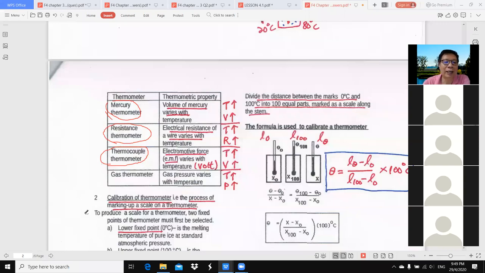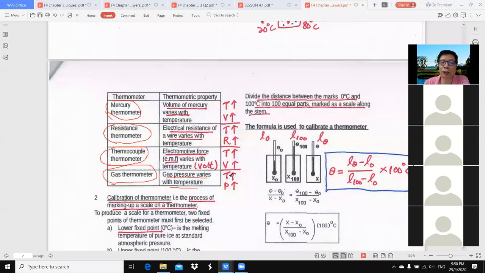Next, the gas thermometer. This thermometer has gas inside. Gas is something to do with pressure. Gas pressure varies with the temperature. This is the pressure of the gas inside the thermometer. For example, when the temperature is high, the pressure of the gas inside becomes high. When the temperature is low, the pressure is also low. So we can estimate: when you see the pressure is high, the temperature is high. When the pressure is low, the temperature is low. We can use the change in the pressure of the gas to measure the temperature.